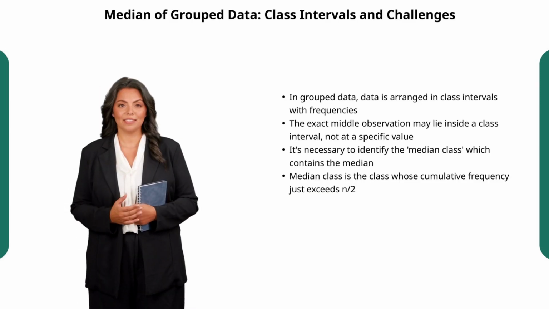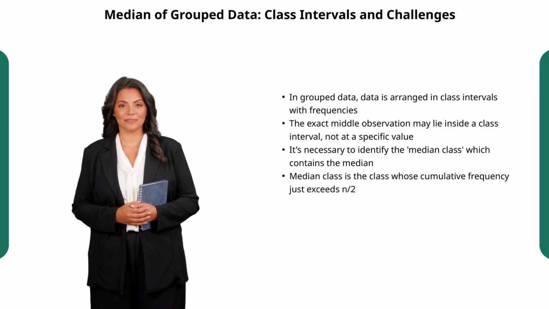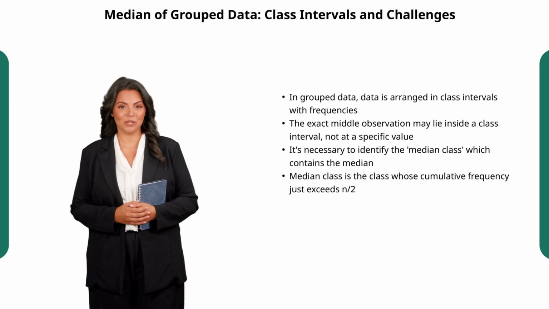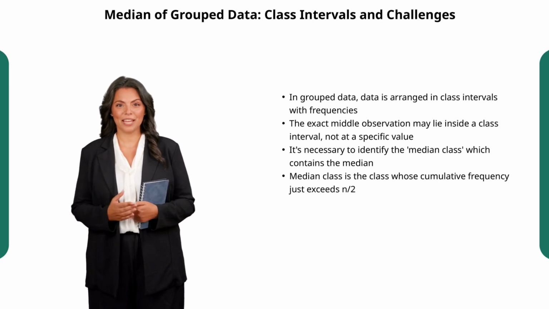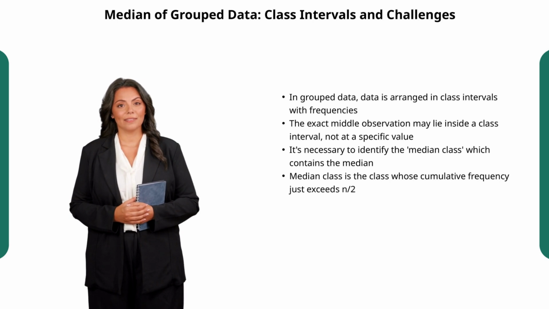When we deal with grouped data, things get a bit more interesting. Instead of individual data points, the data is grouped into intervals, or ranges of marks, with frequencies in each group. For example, marks from 0 to 10 form one group, 10 to 20 form another group, and so forth. The challenge here is that the middle observation, our median, may not be a precise mark. Instead, it lies somewhere inside one of these intervals. To find the median, we must first identify the median class. This is the group interval which contains the median value.